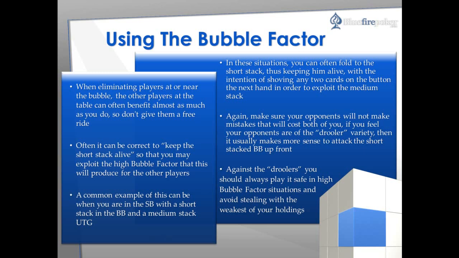because even if their bubble factor is high, they're usually not very aware of this effect, and they can end up making a very bad call for them, but because they are calling so wide, it actually becomes negative EV for us as well.